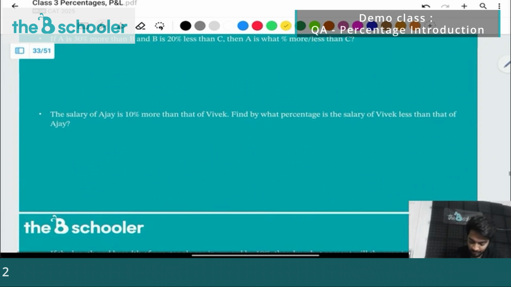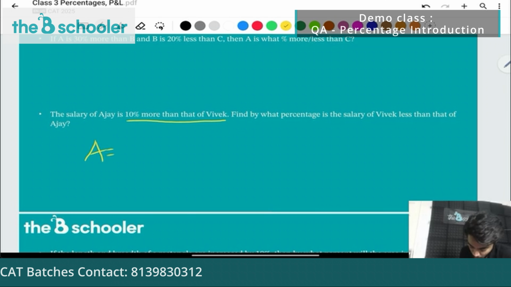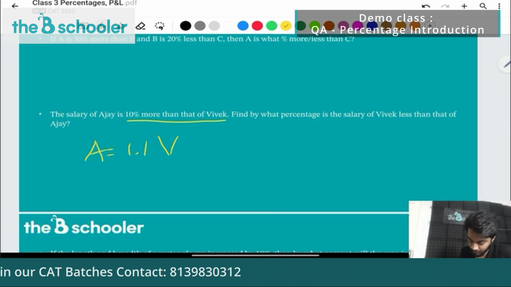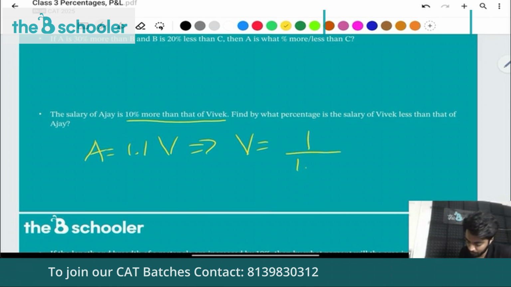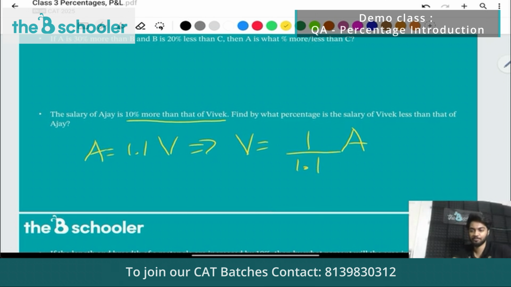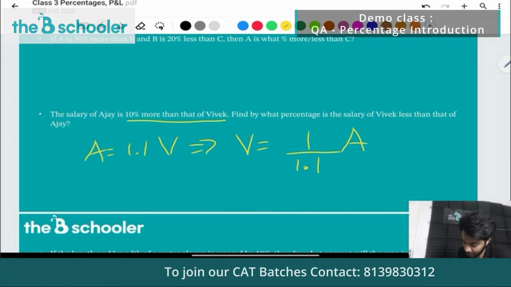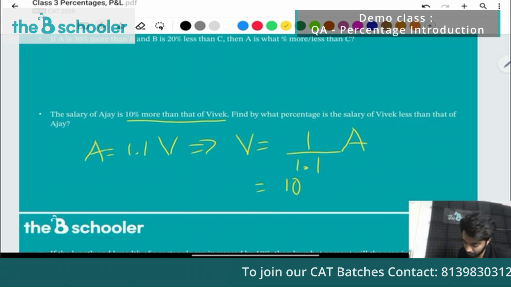Okay, now next one. The salary of Ajay is 10% more than that of Vivek. Find by what percent is the salary of Vivek less than that of Ajay. Okay, that means A is equal to 1.1 V. Right? If so, V is equal to what? 1 by 1.1 times A. Correct? 1 by 1.1. This is nothing but 10 by 11. 10 by 11 A.